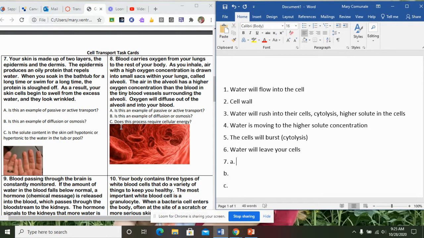So your skin is made up of 2 layers, the epidermis and the dermis. The epidermis produces an oily protein that repels water. When you soak in the bathtub for a long time or swim for a long time, the protein is sloughed off. As a result, your skin cells begin to swell from the excess water and they look wrinkled. Is this an example of passive or active transport?